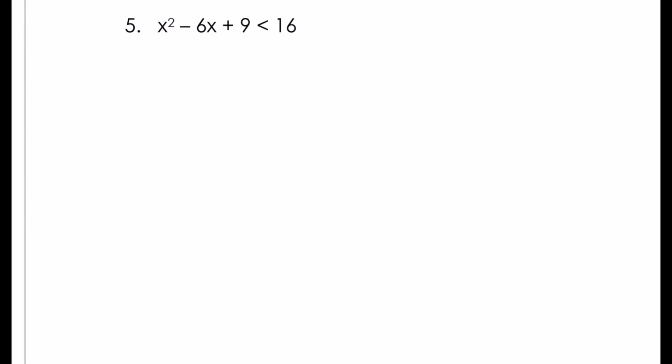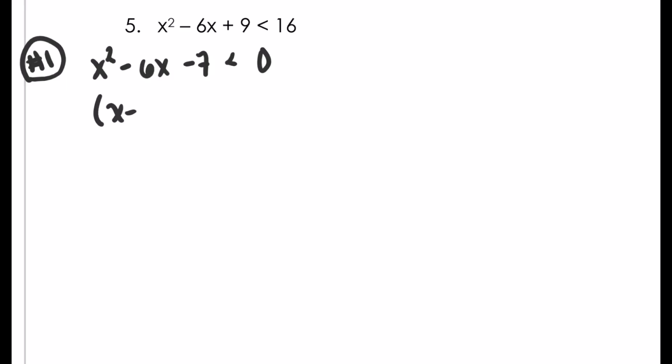All right, number 5, you actually can choose which technique you want to use, if you want to extract the root or if you want to set it to 0, and I'm going to show you both ways. Okay, so method number 1, I'm going to continue setting to 0 just like I did before. So I've got x squared minus 6x minus 7 is less than 0. And then notice that the left-handed side would factor then into x minus 7 and x plus 1. And then my critical values here would be x is equal to 7 and x is equal to -1, and then I'm going to test the intervals.